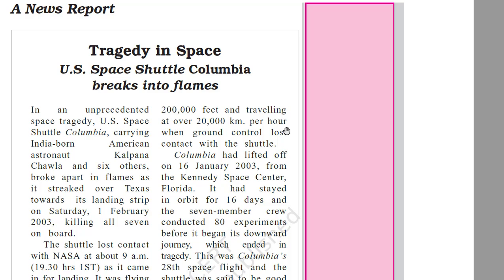An unprecedented space tragedy: US space shuttle Columbia, carrying Indian-born American astronaut Kalpana Chawla and six others, broke apart in flames as it trekked over Texas toward its landing strip on Saturday, 1st February 2003, killing all seven on board. So, all seven died in that crash. And what date? Saturday, 1st February 2003.